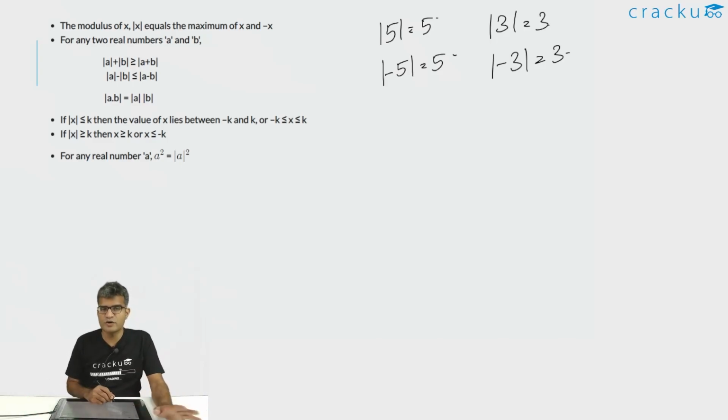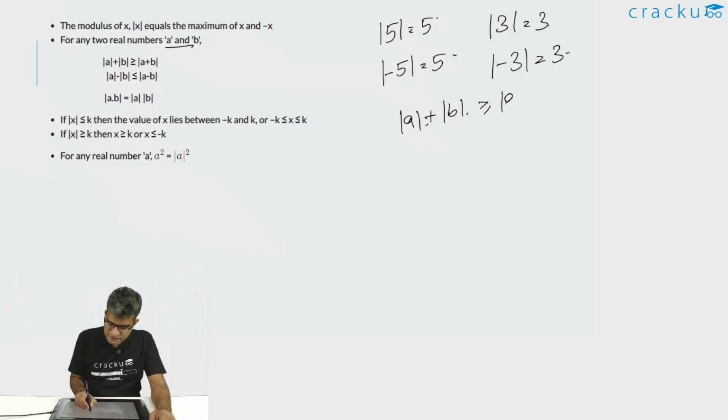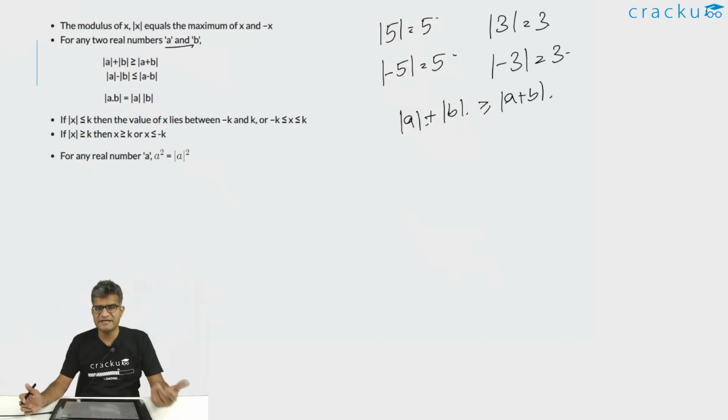Now, if you are given two real numbers, A and B, A can be positive or negative, B can be positive or negative. But what we know is that modulus of A plus modulus of B, that is, if you are individually taking the modulus, this is greater than or equal to modulus of A plus B. This is also intuitive for you to understand. If say B is negative or if say A is negative, then A plus B will be actually lesser. The modulus will be lesser as compared to modulus of A plus modulus of B.